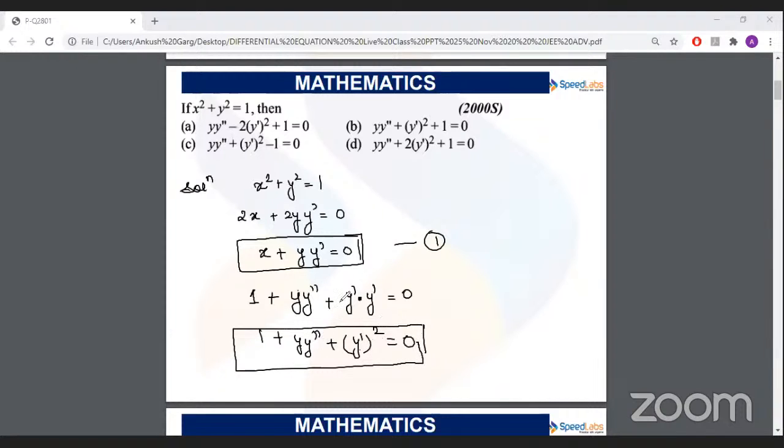So y dash square plus y dash plus 1. Simply option number B is correct. So if x square plus y square is equal to 1, then we'll say y dash plus y dash square plus 1 is equal to 0. So this is a very easy question. Simply you have to differentiate it.